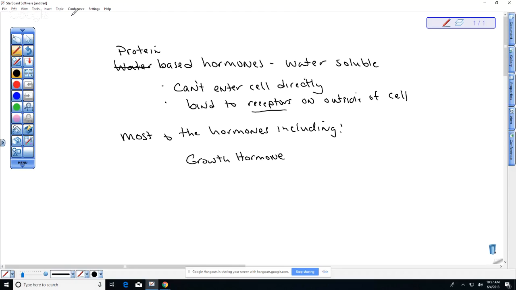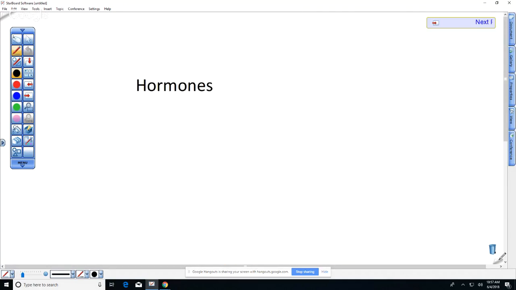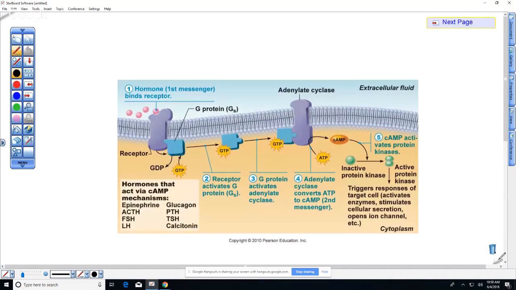If we look in your book, there are some diagrams that show the two different actions of these hormones. So these are water-based hormones. These would bind to a receptor, and then notice that they cause a series of steps, sometimes referred to as an enzymatic cascade. They cause the activation of enzymes that eventually triggers a response in the target cells. So it activates enzymes, stimulates cellular secretions, opens up ion channels, or causes mitosis to occur. But notice that the hormone itself cannot gain direct access to the inside of the cell.